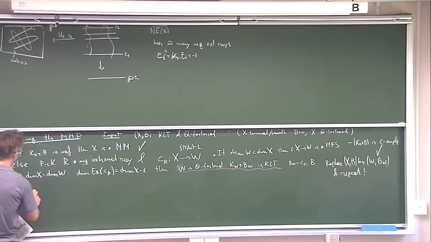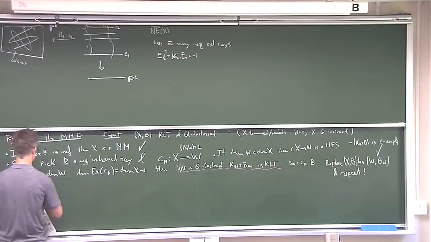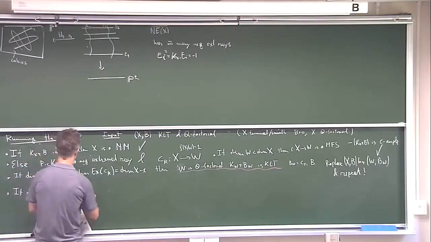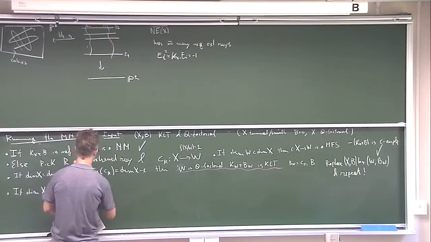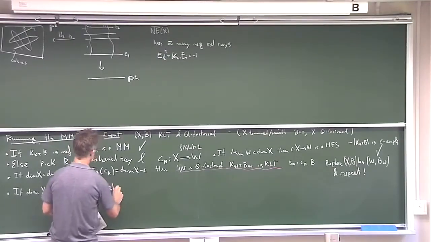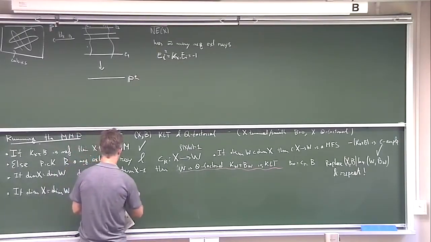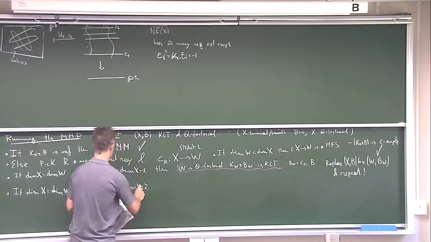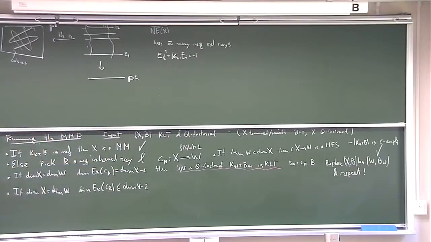if the dimension of X is equal to the dimension of W, the one remaining case, and the dimension of the exceptional set of C of R is less than the dimension of X minus 1. Or let's say less or equal to the dimension of X minus 2. Okay, so this cannot happen for surfaces, it can only happen in dimension 3 or greater, and it really happens in dimension 3 or greater. It's easy to construct examples.